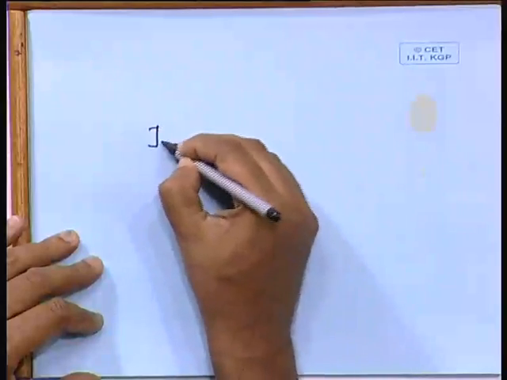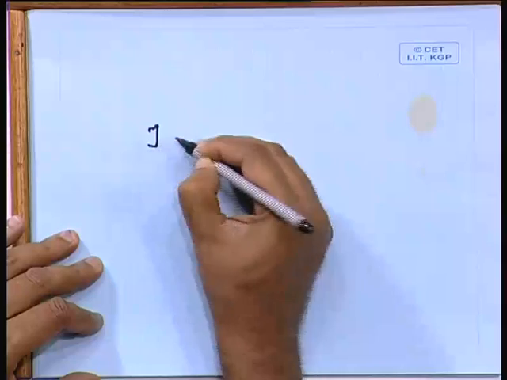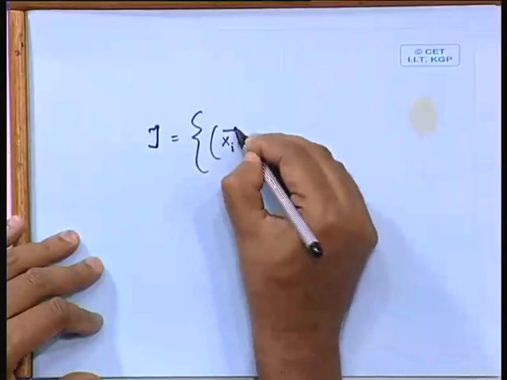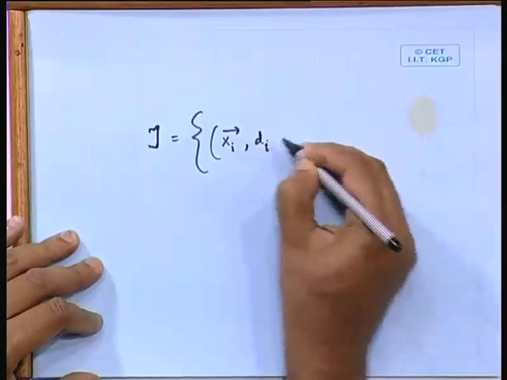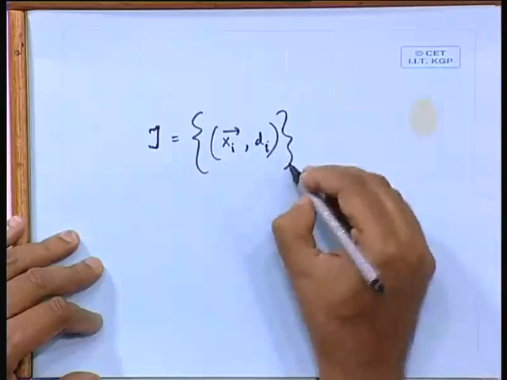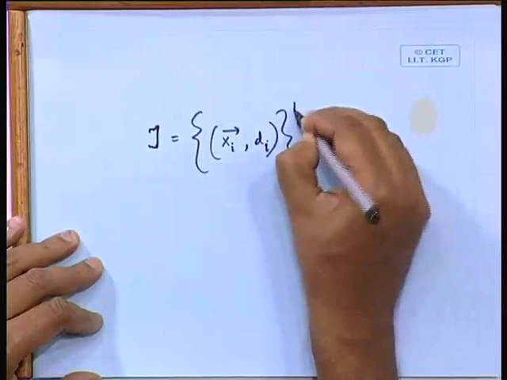So, that means what? That we have got a set of training samples given by xi vector comma di, for i equal to 1 to n, and this realization constitutes a set of training samples. So, the set of training samples we denote by T, equal to the set of xi vector comma di, for i equal to 1 to n.